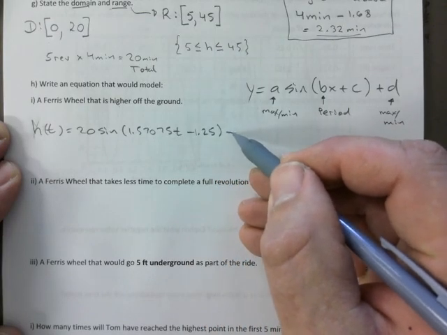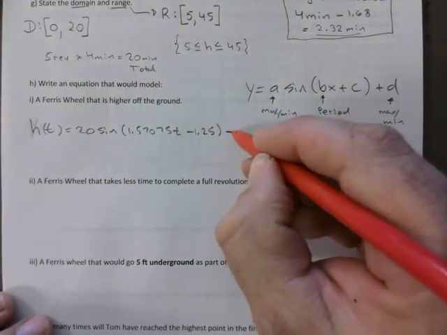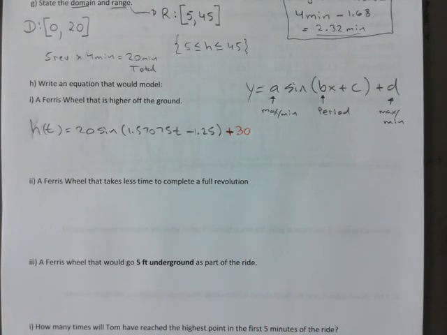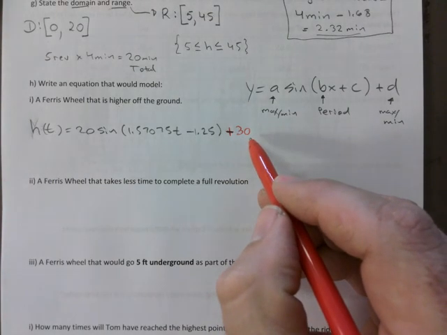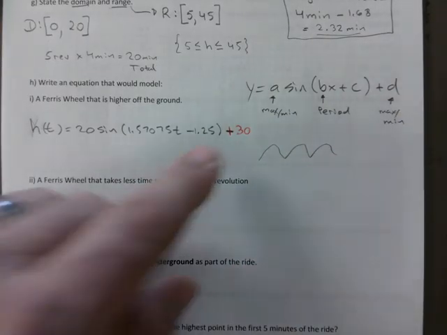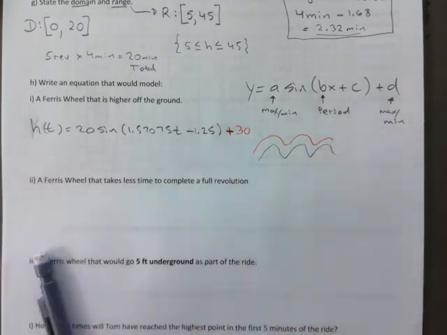I'm just going to change this. I'm going to use a red pen for that part, plus 30, okay? Plus 30, plus 26, anything is going to take this higher, right? So if you imagine your wave like this, the plus 30 is going to make the whole thing be higher off the ground.